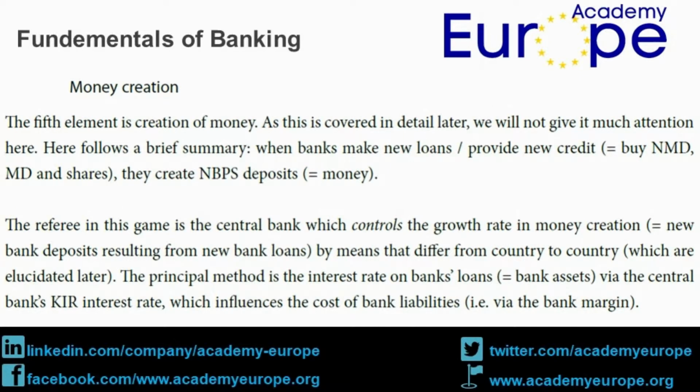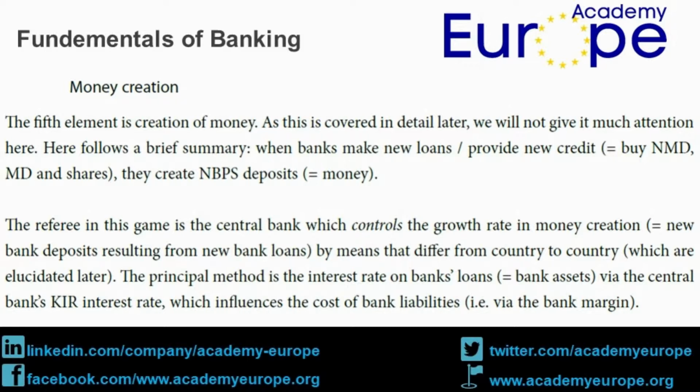Money creation. The fifth element is creation of money. As this is covered in detail later, we will not give it much attention here. Here follows a brief summary. When banks make new loans/provide new credit, equal by NMD, MD, and shares, they create NBPS deposits, equal money.